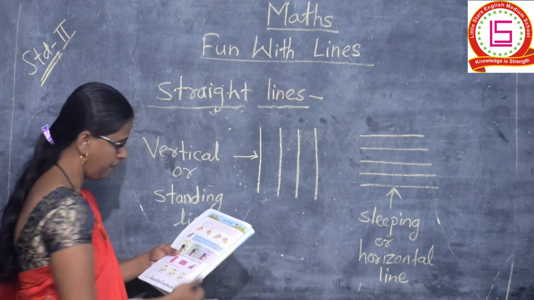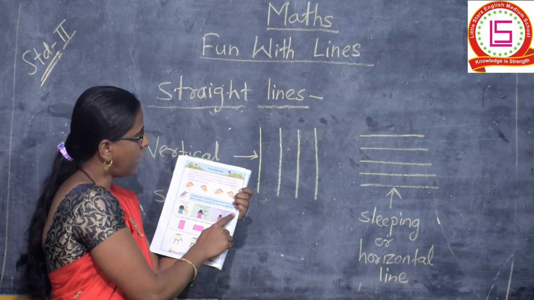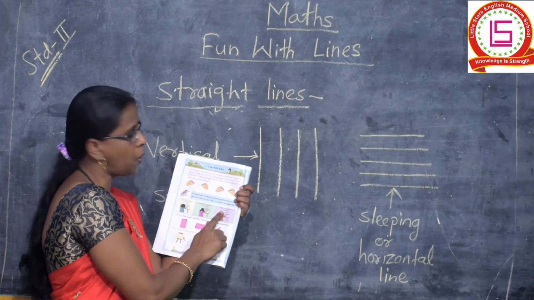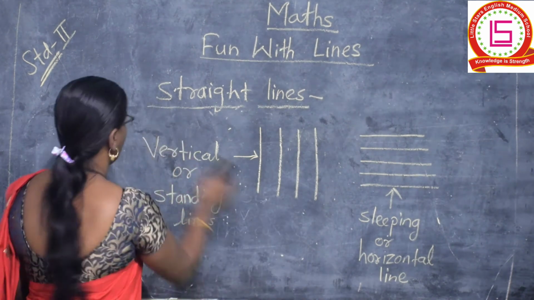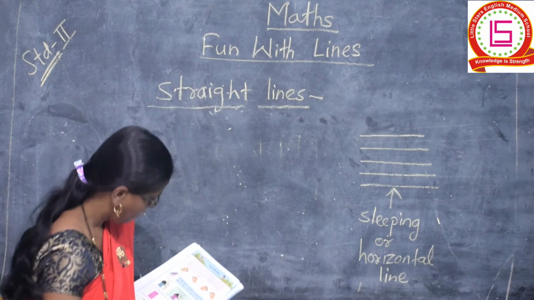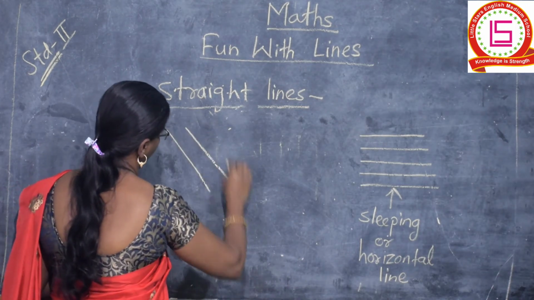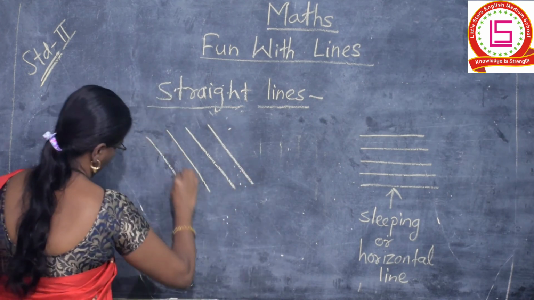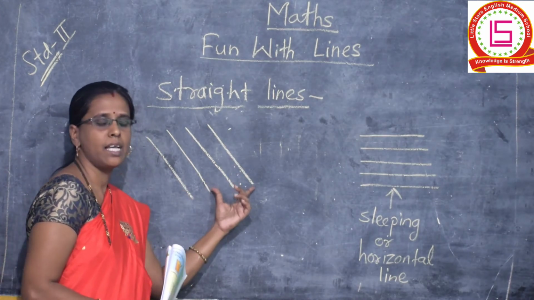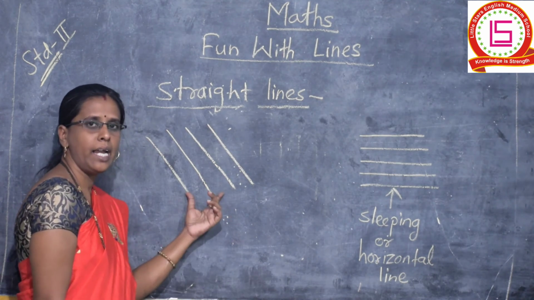Then next, see in the third picture, Hamida drew inclined or sloping lines. See here, in the third picture, Hamida drew lines like these, and these lines are called inclined lines or sloping lines.